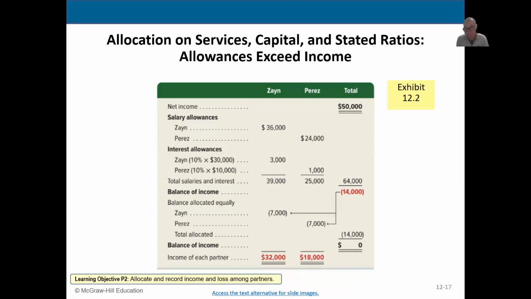You're right. According to the partnership agreement, the partners share equally in the balance, even if it's negative. So what does that mean? Negative 14,000 gets shared between the two partners equally. That's minus 7,000 to each, bringing Kayla's balance down to 32 and Hector's down to 18.